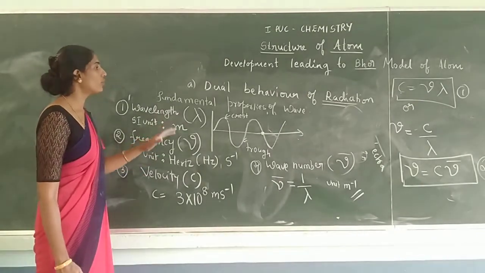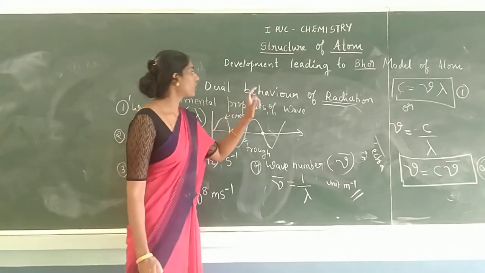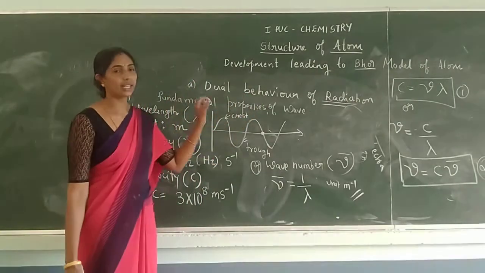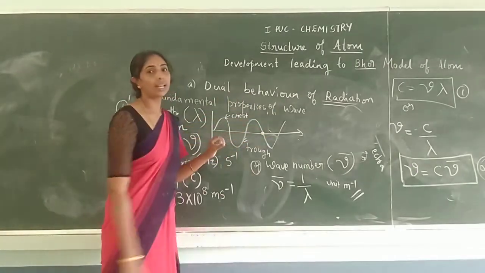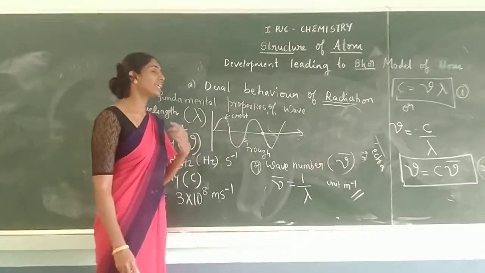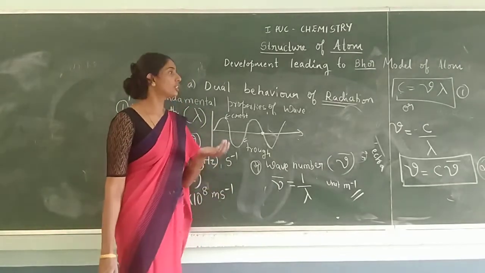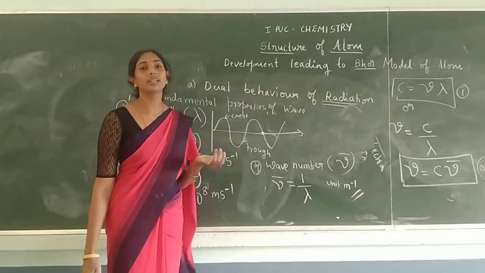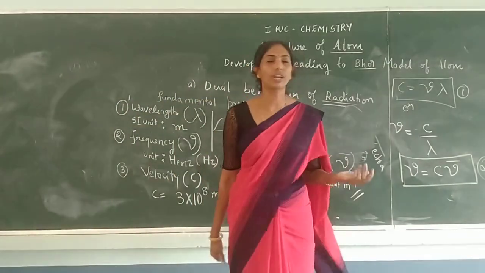Okay, and before that, let me complete the concept. There will be radiation and wave nature of light. These radiations are arranged based on the increasing value of their frequency or wavelength. It is usually called as what? Electromagnetic spectrum. In nature, we have different types of radiations.